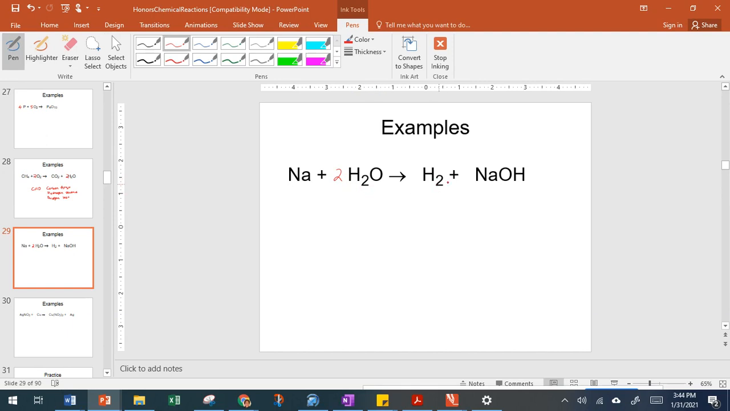So 2 plus what would give us 4? We could put a 2 here to make that 2 plus 2 gives us 4. And we also notice we have 2 oxygens, and 2 sodiums. So we're going to add a 2 here for the sodium.